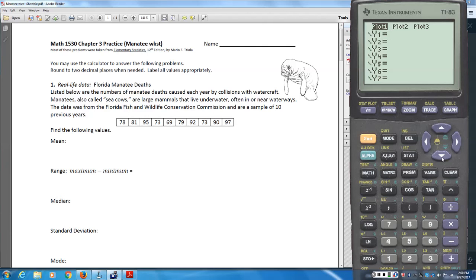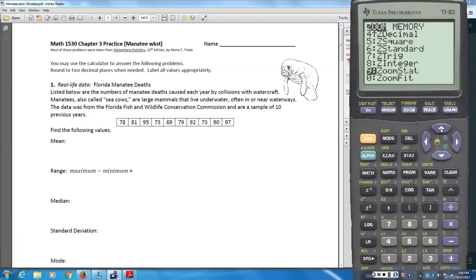Okay? Then you hit your zoom key. Zoom key is related to your viewing window. It's how you set it up. Most of you, if you've used the calculator in algebra, have used these up here. You've never used Zoom 9. If you go down all the way toward the bottom of the list, you see Zoom 9.